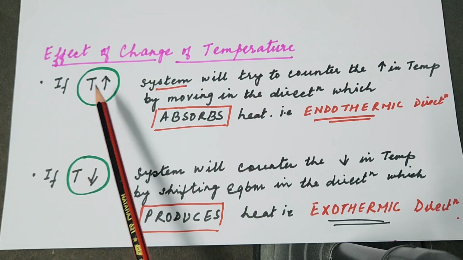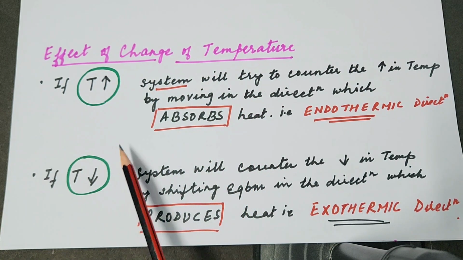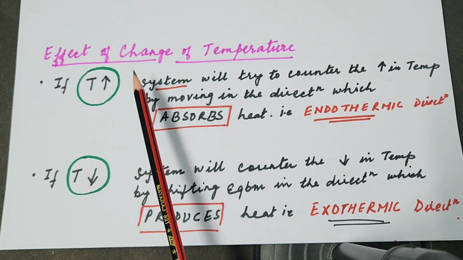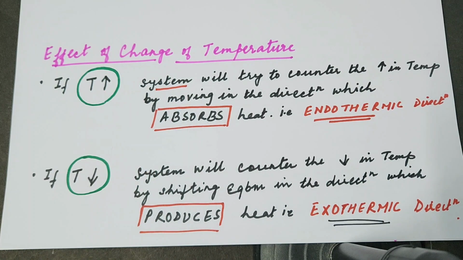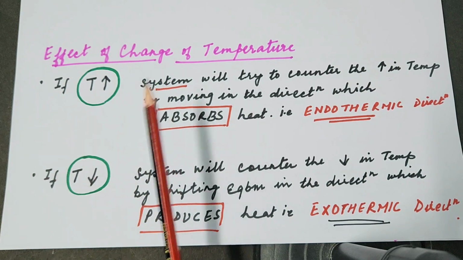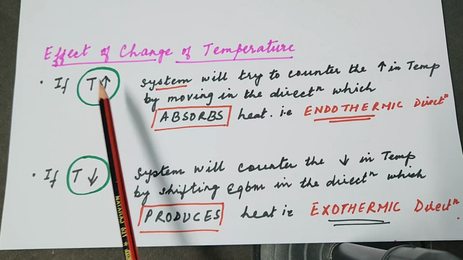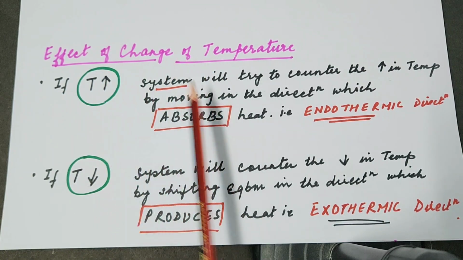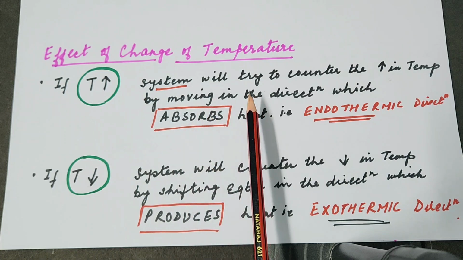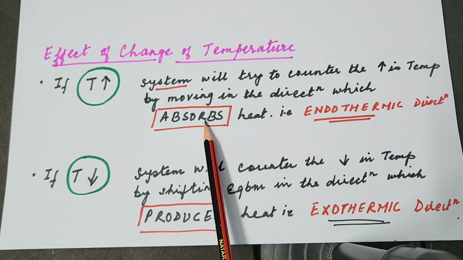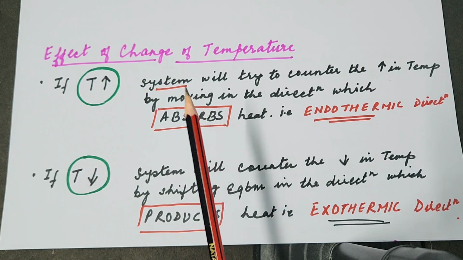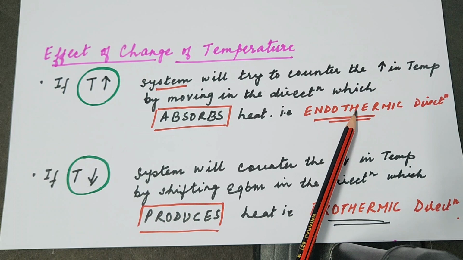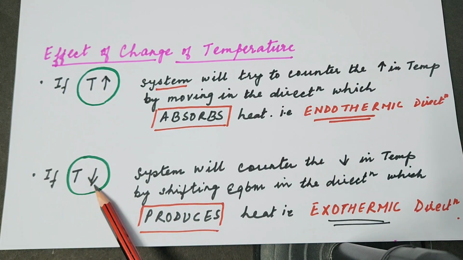So let's increase the temperature of a given system. If temperature increases, that means heat content in the container increases. The system is going to try to undo the change by reducing the heat. The change we are imposing, but the response is by the system only. So how will the system respond? By consuming that heat. And how will that happen? When the system moves in that direction where the heat is being absorbed by the system, that is the endothermic direction.